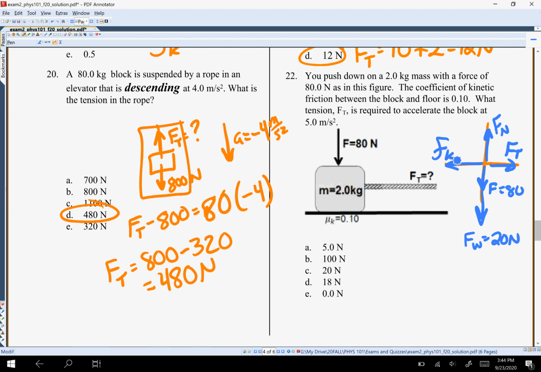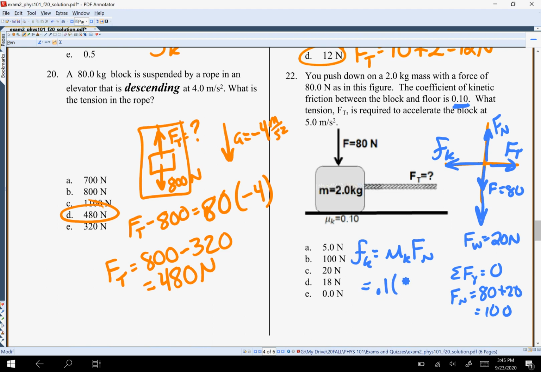So in order to find out the tension, I need to know what the kinetic frictional force is. But to find the kinetic frictional force, I can say that Fk is equal to mu k times Fn. And in order to find Fn, I can say the sum of the forces in the y direction is equal to 0. So that means that Fn will equal 80 plus 20, or 100. Then Fk is going to be 0.1, that's mu, times 100 newtons, that's Fn, or 10 newtons. So that is my kinetic frictional force.